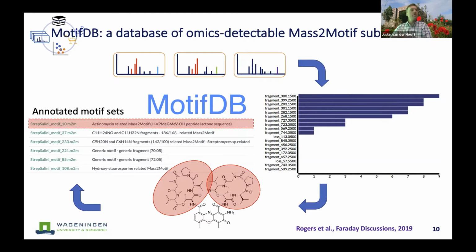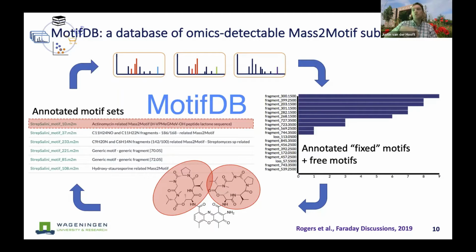If you have bacterial data which you suspect may be related to Streptomyces or Salmonella bacteria, then it makes sense to add this annotated motif set, because if related molecules are there, the annotated motifs will be linked and it will be quicker to dereplicate your sample. And the nice thing is you can add both annotated motif sets, but also still add free motifs to do the unsupervised substructure discovery in your own samples.